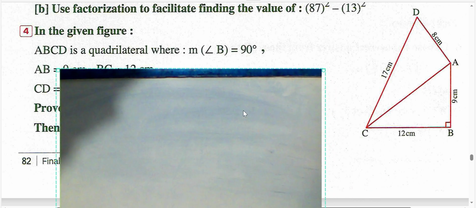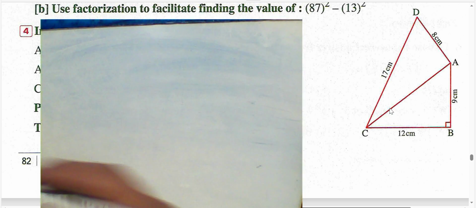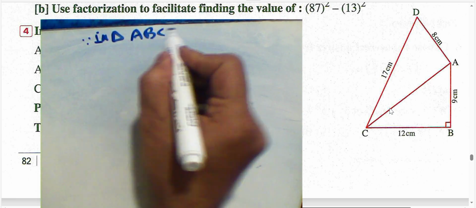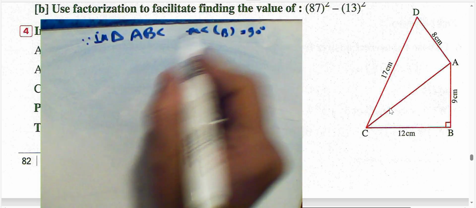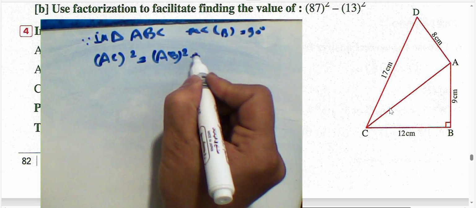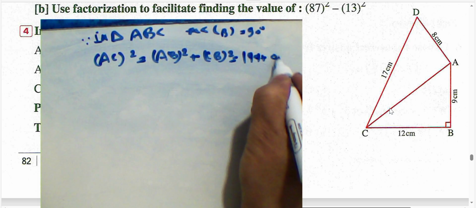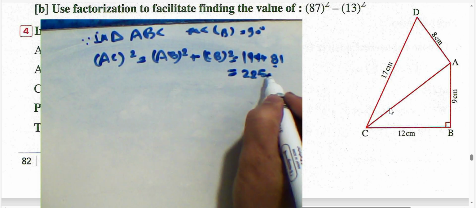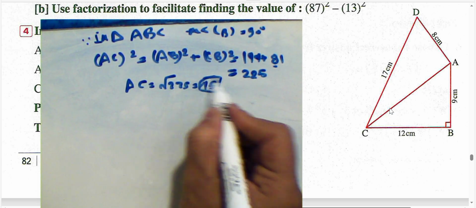First step, we can find the length of AC from the Pythagoras theorem. In triangle ABC, the measure of angle B is 90 degrees, and AC power 2, by Pythagoras theorem, equals AB power 2 plus BC power 2, which equals 144 plus 81. The result will be 225. Then AC equals the square root of 225, which equals 15 centimeters.